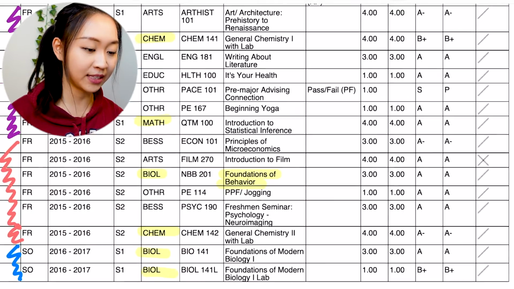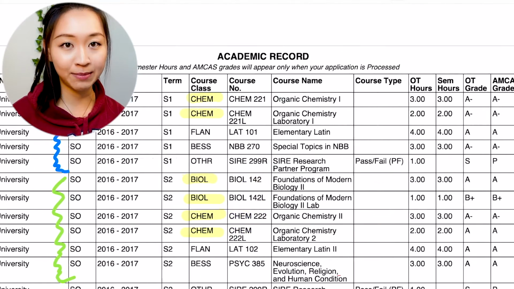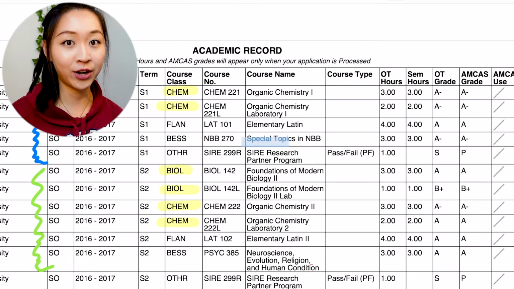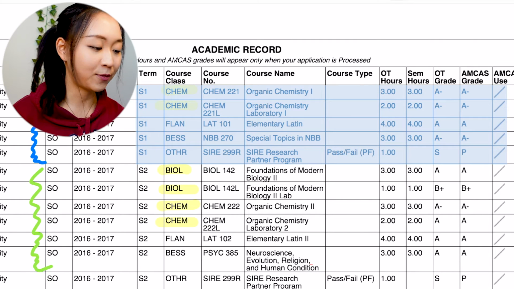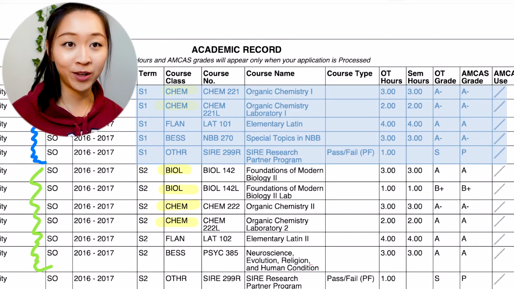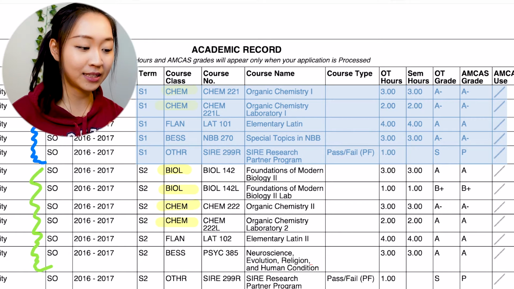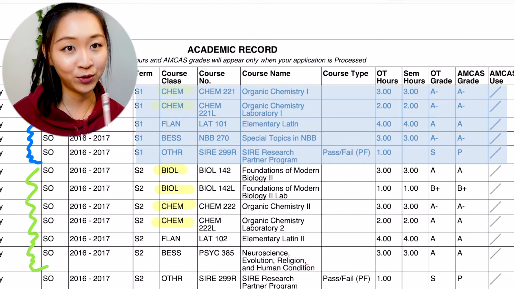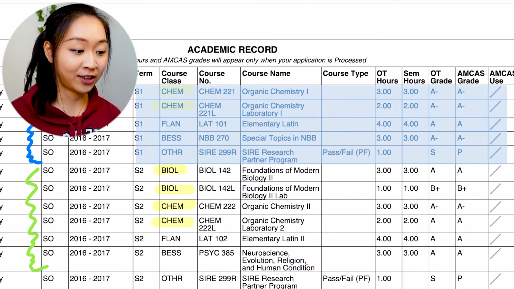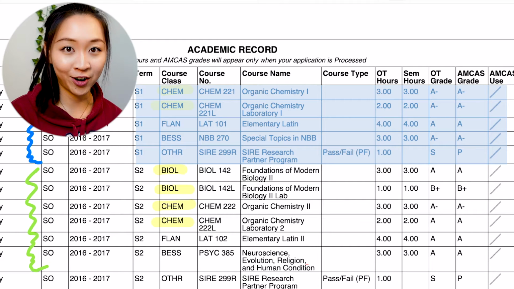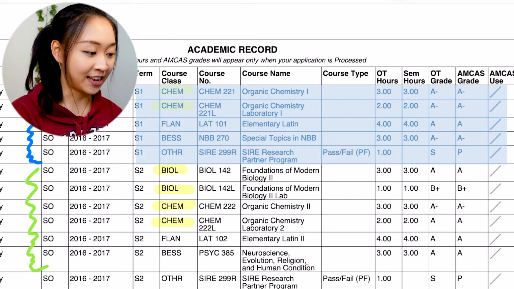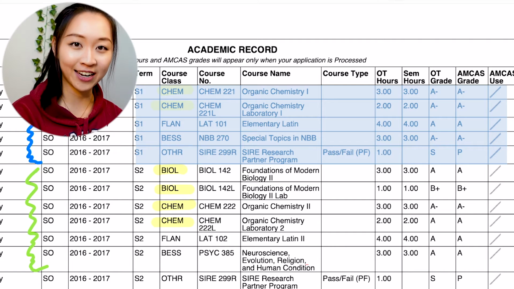Moving on to the next part, I also took organic chemistry along with biology during my second year of college. Organic chemistry was really a struggle for me, especially the lab component. However, the course was graded on a curve, so I fortunately did get an A- for organic chemistry.